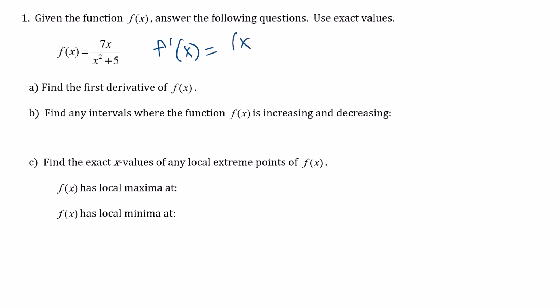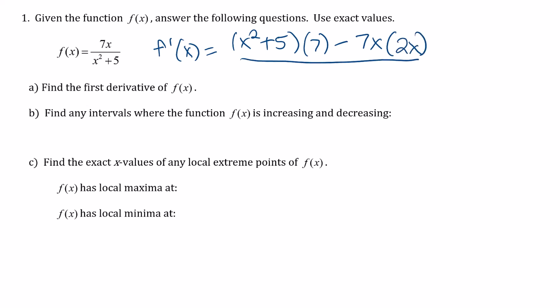We're going to take the bottom times the derivative of the top, which is 7, minus the top, which is 7x, times the derivative of the bottom, which is 2x, all over the bottom, which is x squared plus 5, squared. So that's the derivative. We can do a little bit of simplifying, and we'll go ahead and do that.